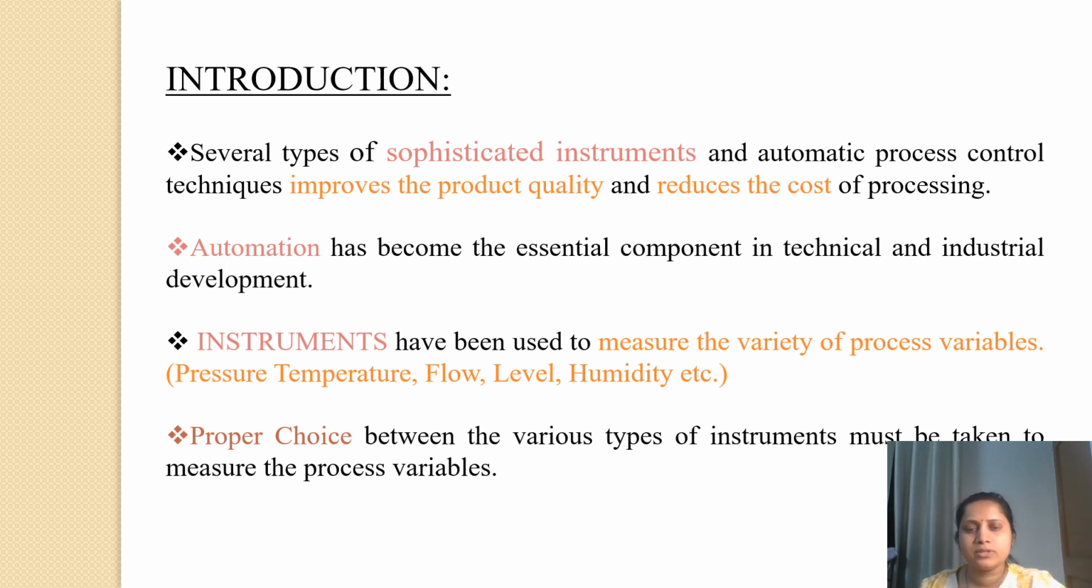These types of sophisticated instruments are used in automatic process control engineering, and they can improve the product quality and reduce the cost of processing. With the help of installation, the automation procedure can be easily implemented in the technical field. These instruments, basically pressure, temperature, flow, level, humidity, etc. can be installed in the industry.